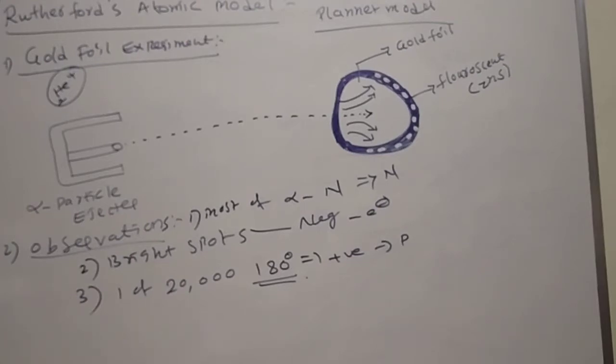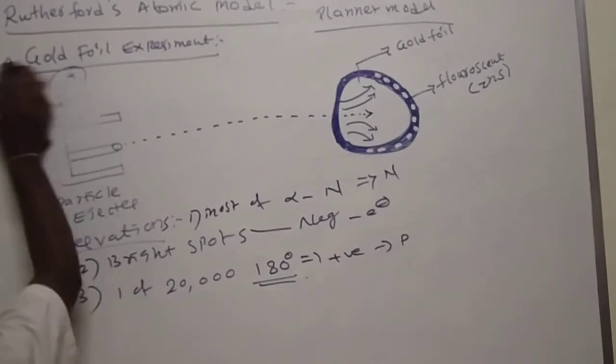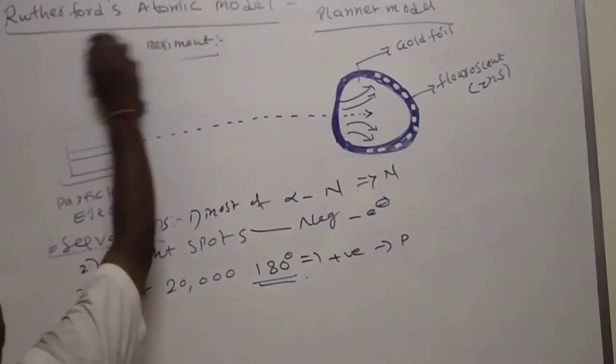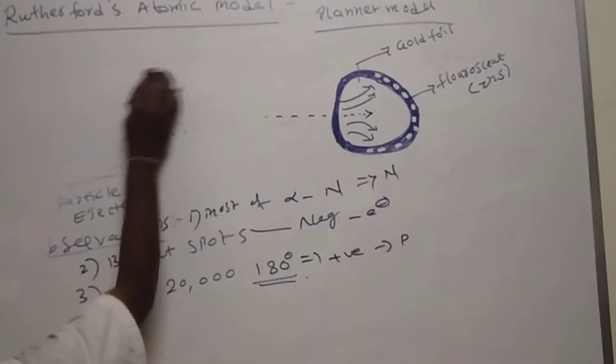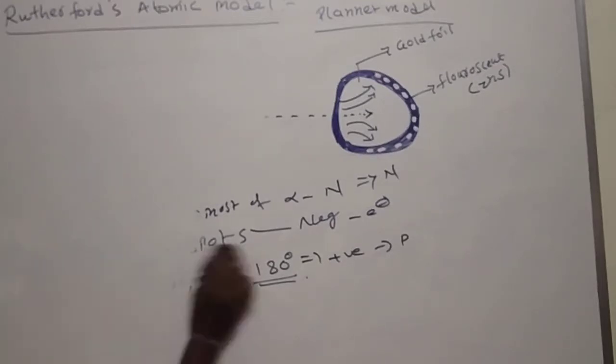What is the gold foil experiment? He took the alpha particle ejector, and here we prepared one gold foil instrument. We pasted the fluorescent material around the gold foil. This is the gold foil experiment and observations. In continuation, we will see the conclusions. These are the important points of Rutherford's theory.